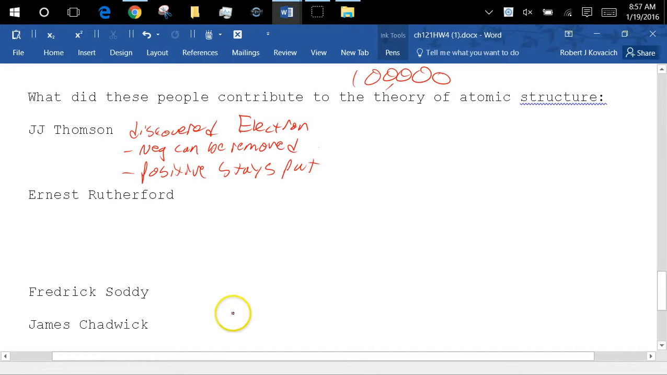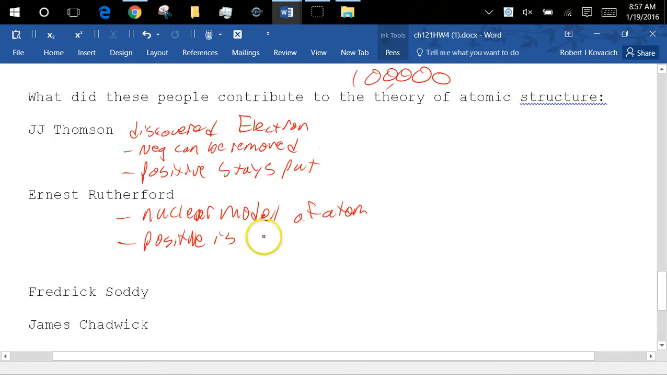So what did Rutherford contribute? He came up with the idea of the nucleus. He came up with this nuclear model of the atom. We're going to collapse all of that positiveness down to a tiny, dense nucleus.